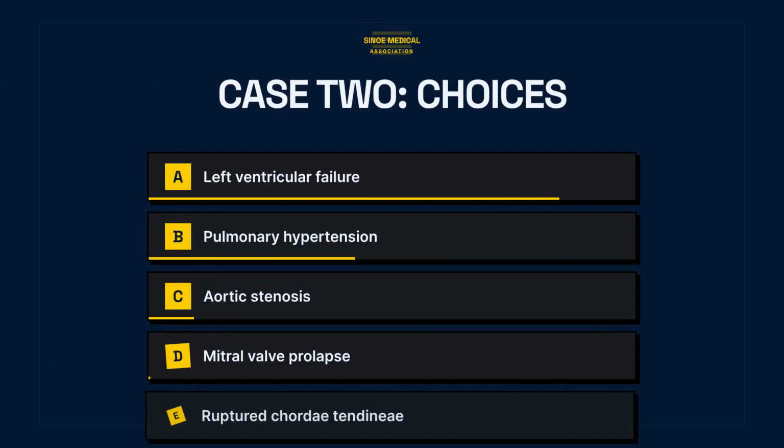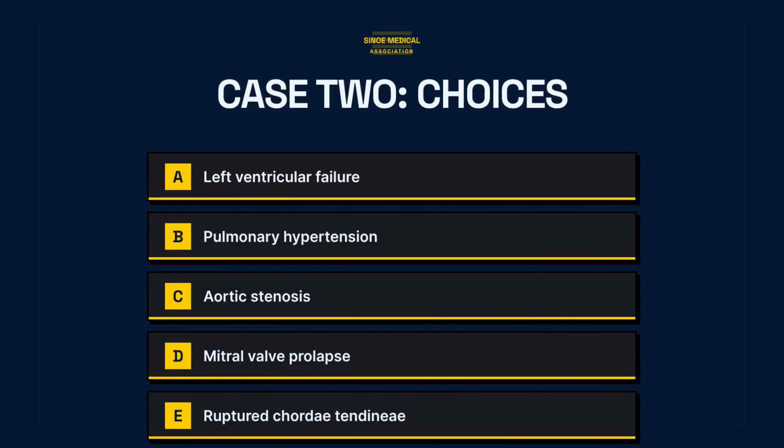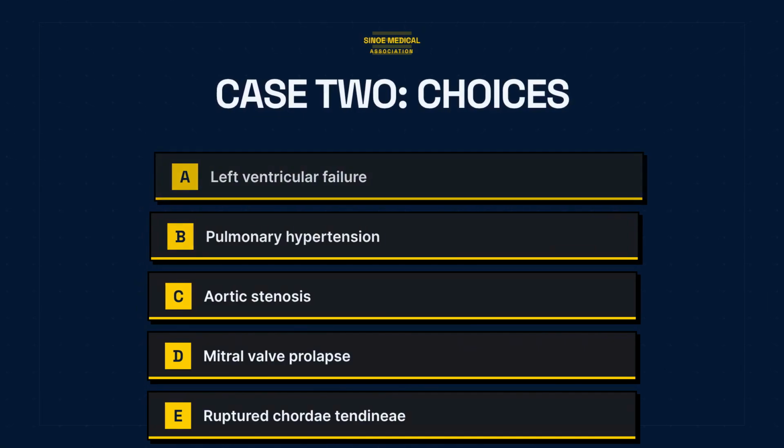A. Left ventricular failure. B. Pulmonary hypertension. C. Aortic stenosis. D. Mitral valve prolapse. Or E. Ruptured chordae tendineae. Pause and select. The correct answer is B. Pulmonary hypertension. This patient has tricuspid regurgitation.